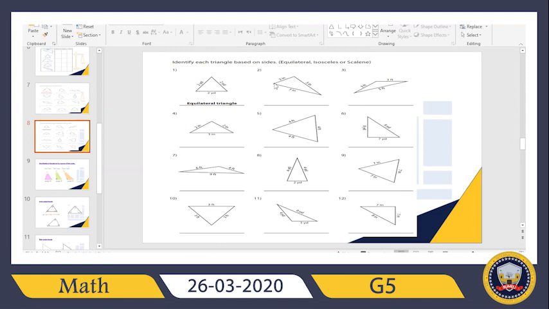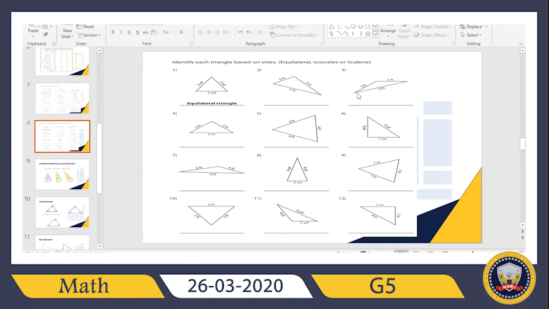Number 2, here the first side equals 3 inches, second side 5 inches, and the third side equals 7 inches. So here all the sides are different in their length. They are not the same. So I call this triangle a scalene triangle, right? Because all the sides are not equal.